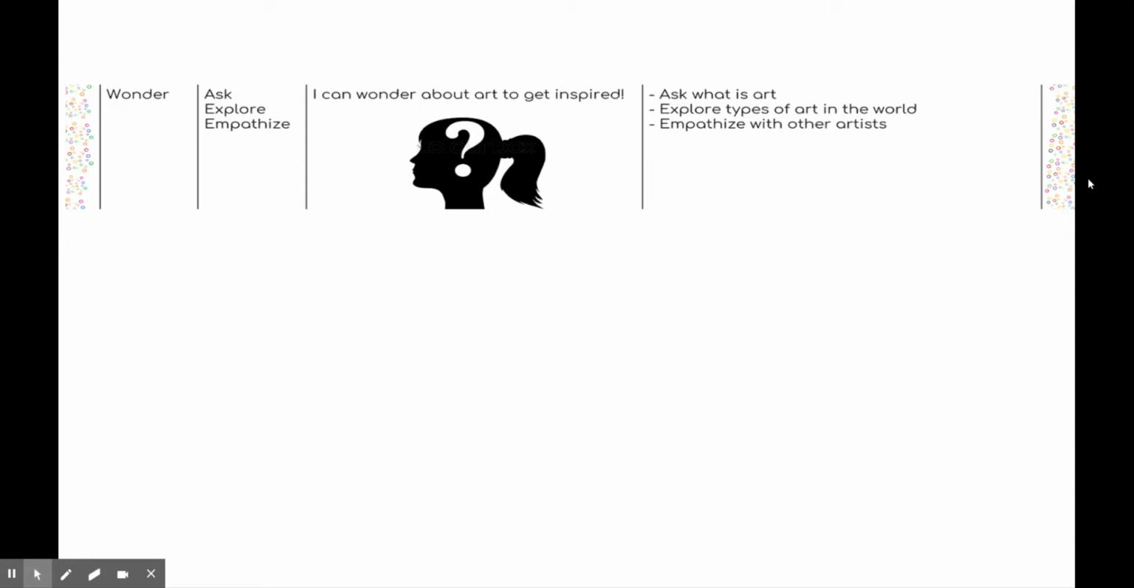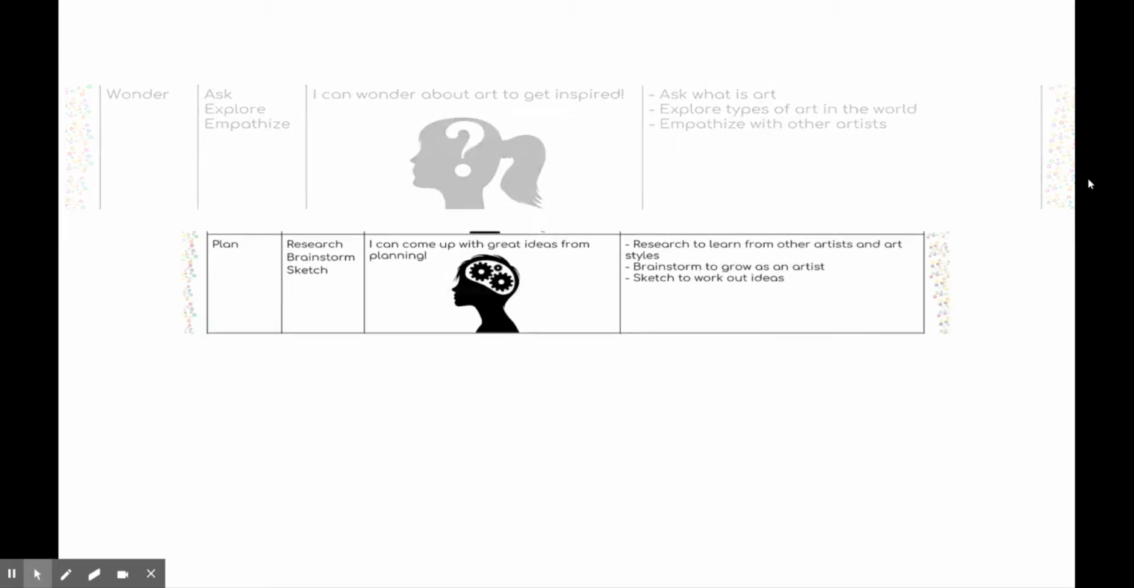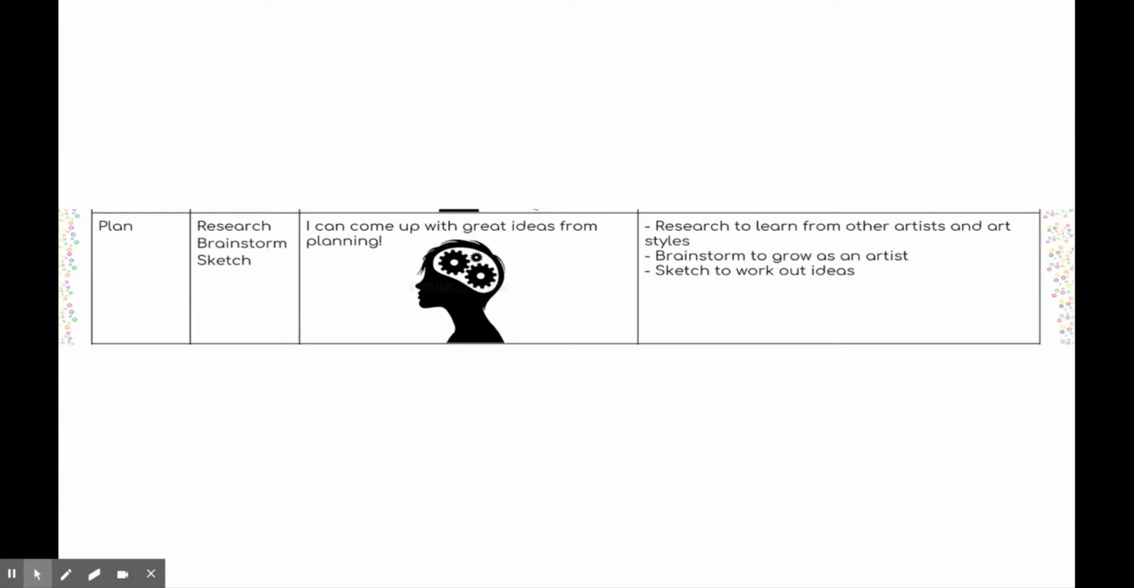After that, although it doesn't always happen in the same order, but often after that, we move to the planning stage. We take that wonder and that inspiration and we start to research, look at how we might go about doing this project or brainstorming or sketching in our sketchbooks. And the I can statement is I can come up with great ideas for planning, right? So we might research other artists and work in our sketchbooks. And we'll do lots of that this year, lots of planning.